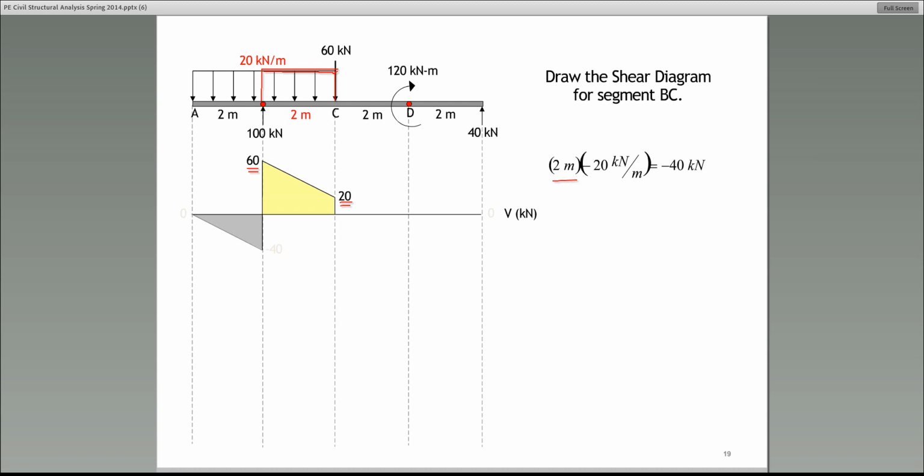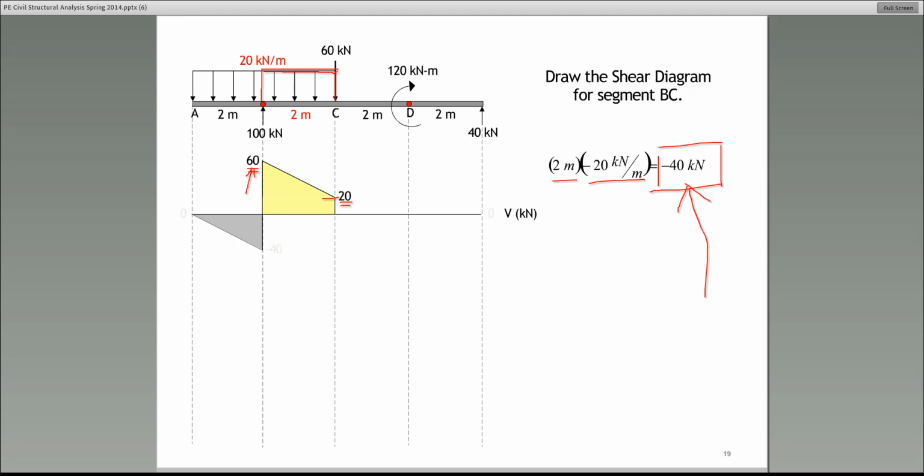What is the area under that load? To the right, you see it's 2 times minus 20. So the area is minus 40. Pay attention here. If you start from plus 60 and the change is negative 40, the net change will be 40 in the negative direction. So where do we end up? We end up at 20. That area is really the change in shear from B to C. So that's how we came up with that 20.